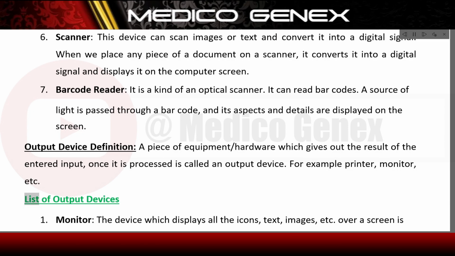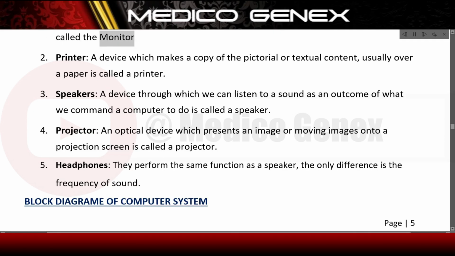List of output devices. Monitor. The device which displays all the icons, text, images, etc. over a screen is called the monitor. Printer. A device which makes a copy of the pictorial or textual content, usually over paper, is called a printer. Speakers. A device through which we can listen to a sound as an outcome of what we command a computer to do is called a speaker.